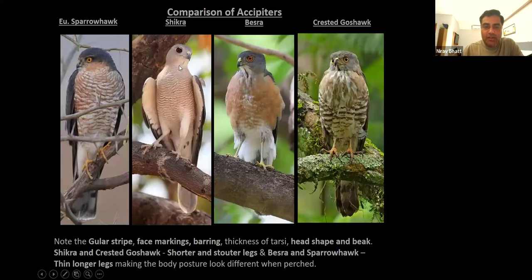Shikra has a plain looking head. Besra has a plain but much darker head. And Crested Goshawk is variable. It can have a uniform but darker head overall.